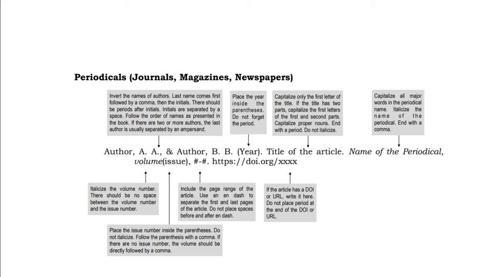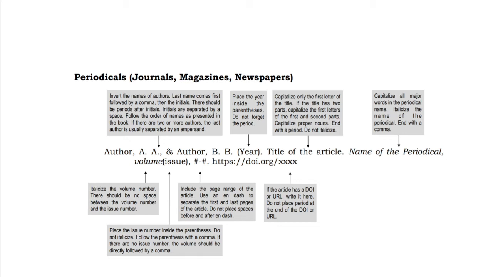Capitalize all major words in the periodical name. Italicize the name of the periodical, and follow it with a comma. Italicize the volume number. There should be no space between the volume number and the issue number. Place the issue number inside the parentheses. Do not italicize. Follow the parentheses with a comma.